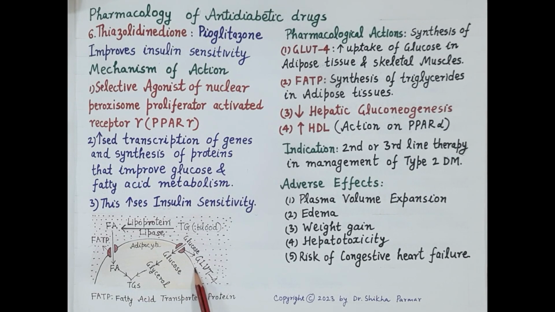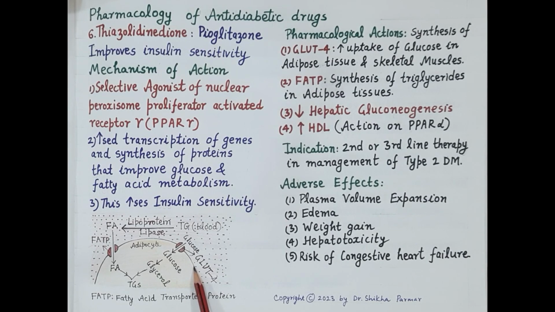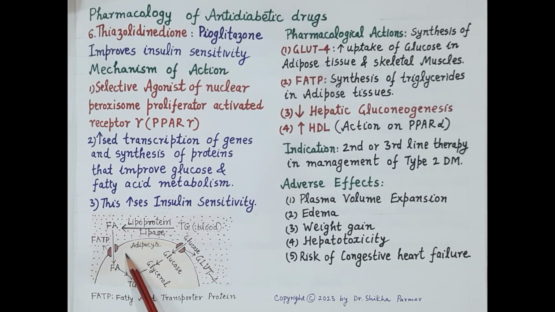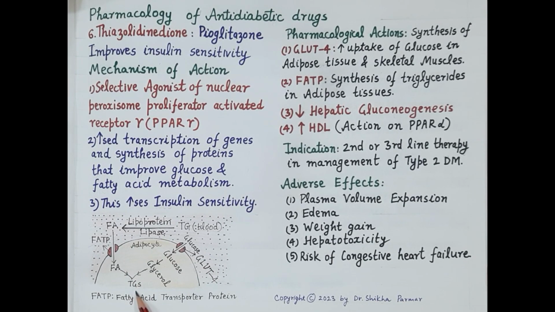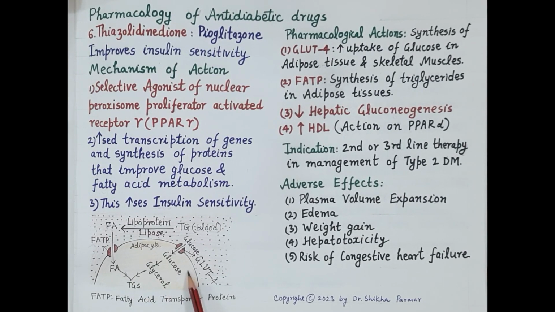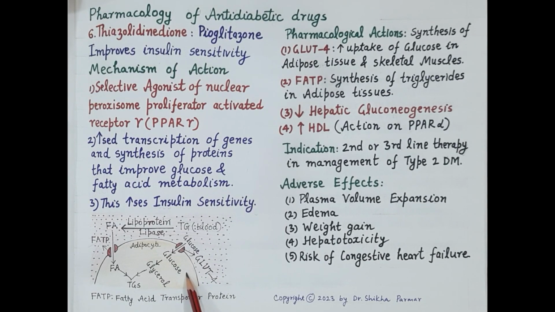So, increased transcription and synthesis of GLUT4 increase glucose uptake and improve glucose metabolism, while increased transcription and synthesis of lipoprotein lipase and FATP increase synthesis and storage of triglycerides in the fat cells, that is improve fatty acid metabolism. So increased synthesis of these proteins improve insulin sensitivity, thereby improving the glycemic control.